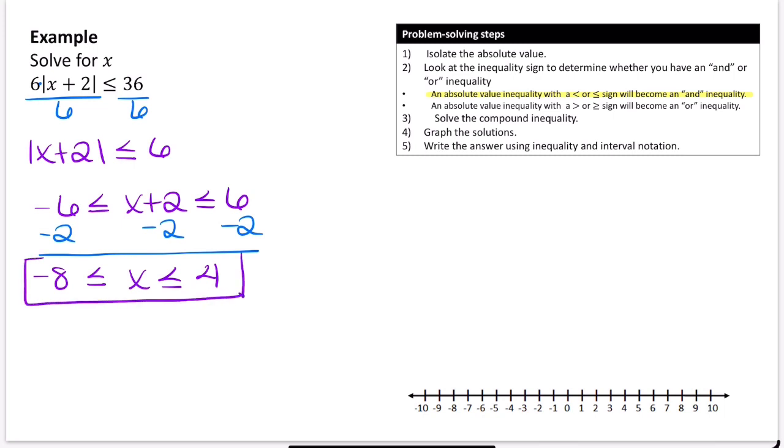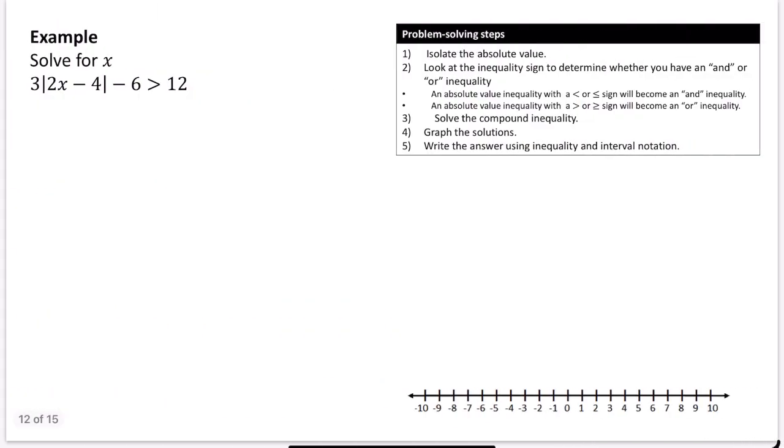Let's go ahead now and graph our solution. So at negative 8, I have a filled in circle. And then at 4, I have another filled in circle, and I'm going to shade in between these two endpoints. So now let's write our solution in interval notation. So as an interval, negative 8 is going to have a square bracket, so I have negative 8, and then 4 is going to be another square bracket.